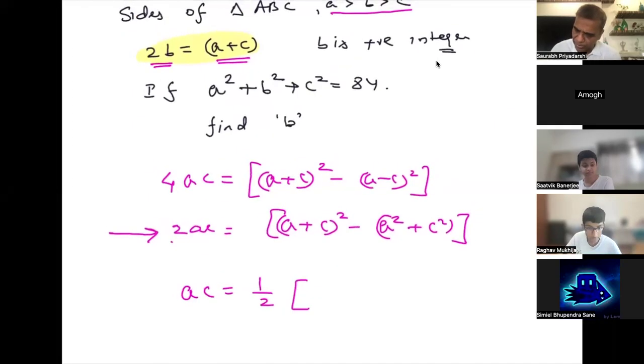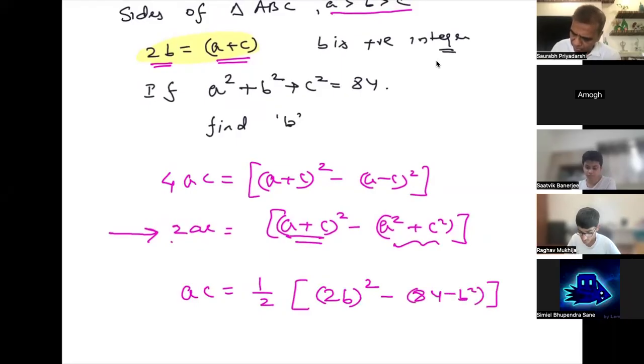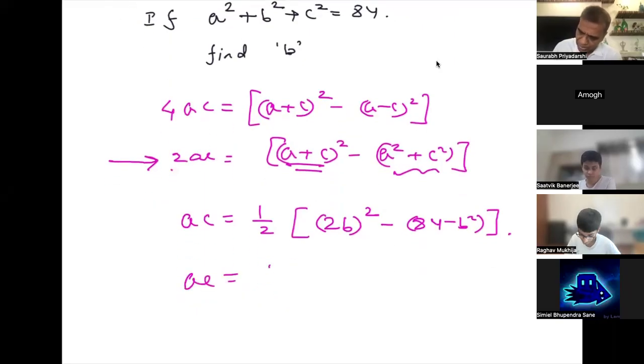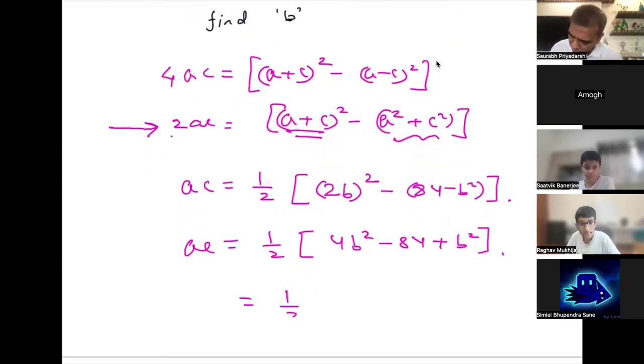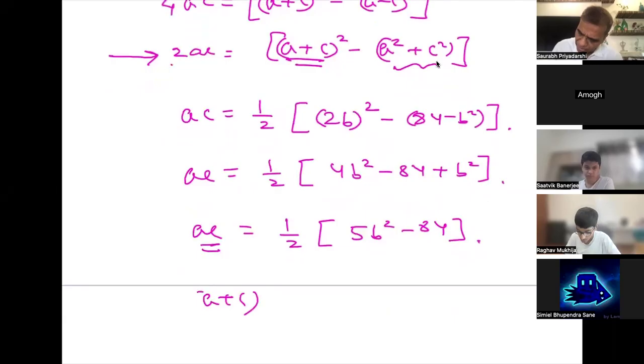What is the value of A plus C? A plus C is 2B. What is the value of A squared plus C squared? It is 84 minus B squared. So AC is 1 by 2 times (4B squared minus 84 plus B squared), which comes as 1 by 2 times (5B squared minus 84). This is A into C, and A plus C is given as 2B. These two results we have.